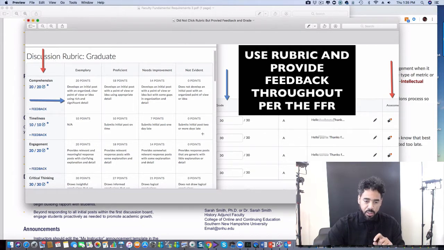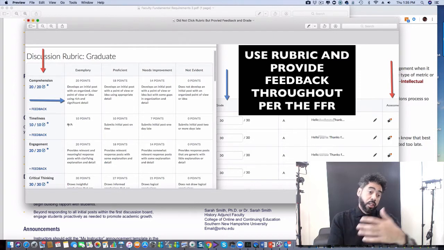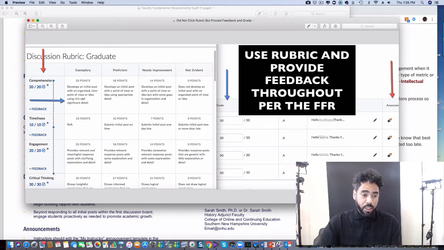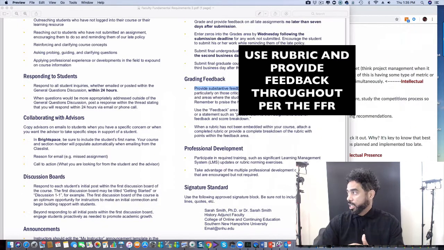is a picture, so it's static, it is not active, then you're actually not meeting the faculty fundamental requirements, or providing feedback throughout the rubric and actually using the rubric, but you're supposed to. So if you're not clicking on these domains and providing feedback within them, then please make that change.